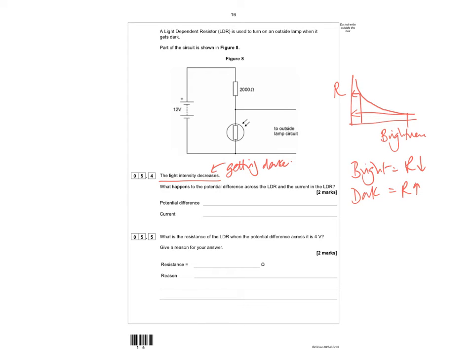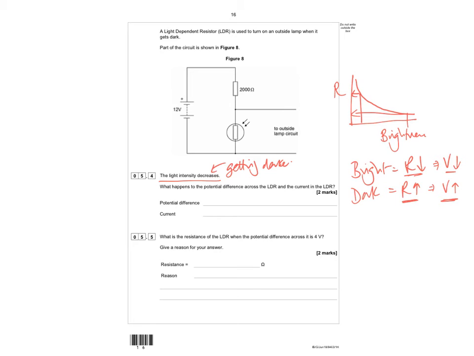I'm going to read on. What happens to the potential difference across the LDR and the current in the LDR? So we've got to remember there's a link between resistance and potential difference. If the resistance goes down, that also means the potential difference goes down. And if the resistance goes up, that means the potential difference goes up. The reason being, if the resistance goes up, that means you need to increase the push to keep the current the same. If the resistance goes down, you need less of a push, which of course is our potential difference, how hard you're pushing the current around the circuit.